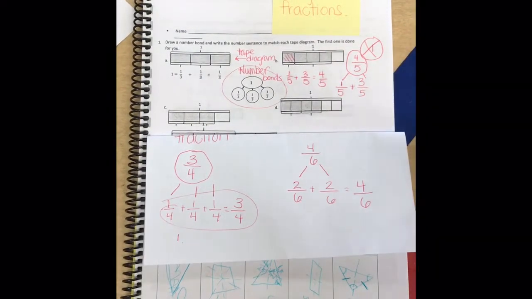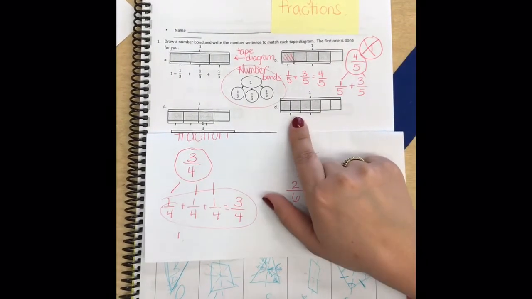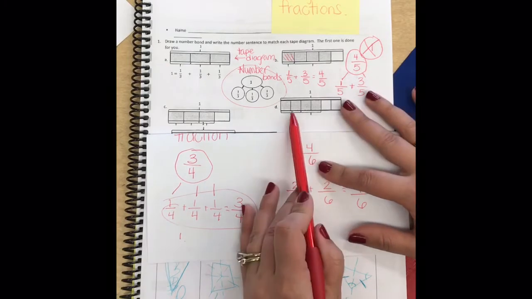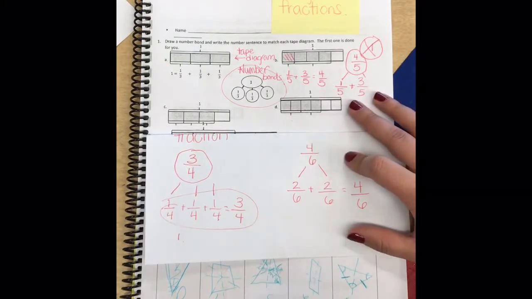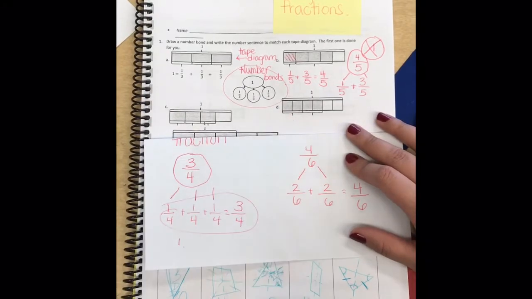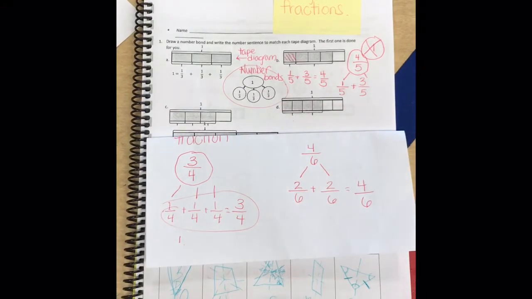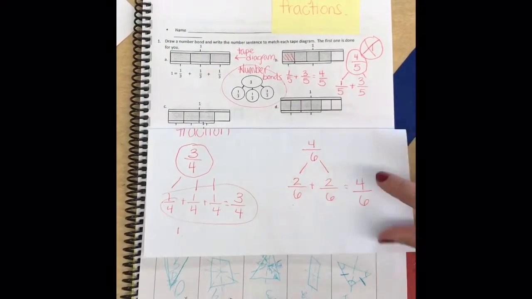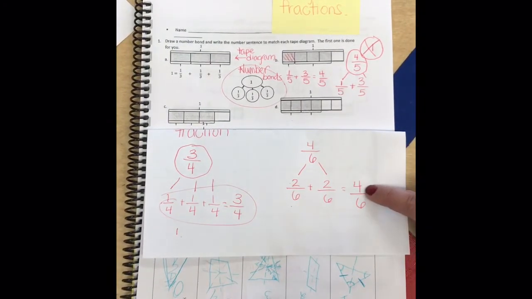Okay, so if we take a closer look at this one, you'll notice they didn't break this one up into unit fractions. Their whole is out of 6 parts, and we have 4 out of 6 colored in. They broke theirs apart by benchmark fractions, which are fractions we usually use to estimate with. And we have 2/6 plus 2/6 equals 4/6.